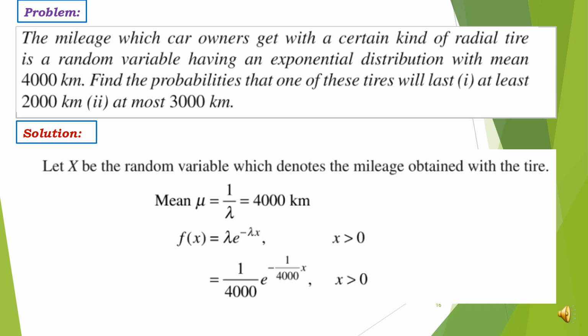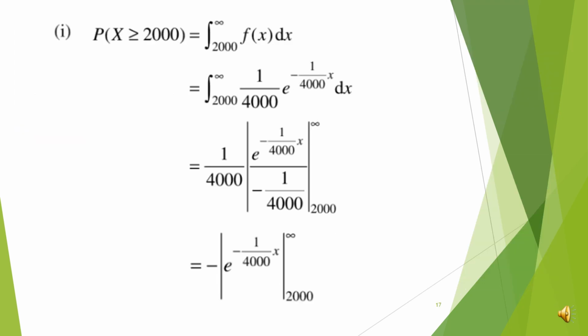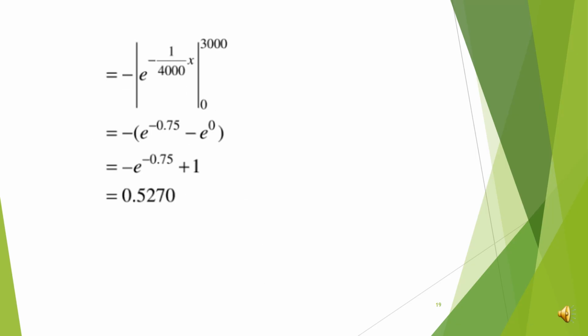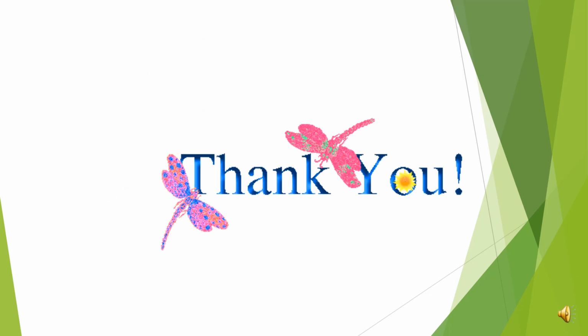As in the previous example, we'll be using the same exponential distribution here. We'll find the 1 by lambda mean value and f of x value, and substitute in the formulas. As I said, for the probability of x greater than or equal to 2000, the limit value ranges from 2000 to infinity of f of x dx, and the value is found to be 0.6065. In the next one, the probability of x at most 3000, the limit ranges from 0 to 3000 of f of x dx. On substitution, we get the answer as 0.5270. Thank you.